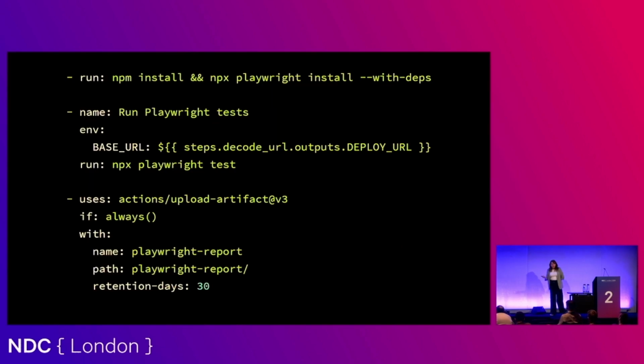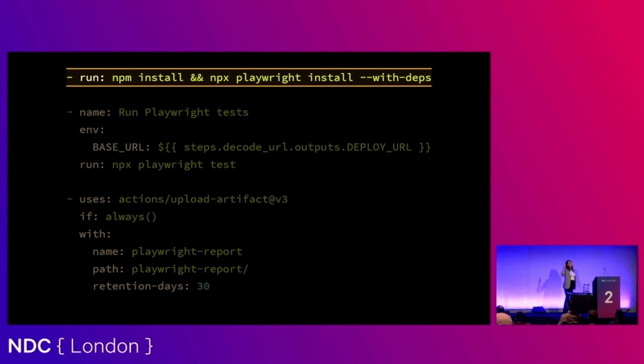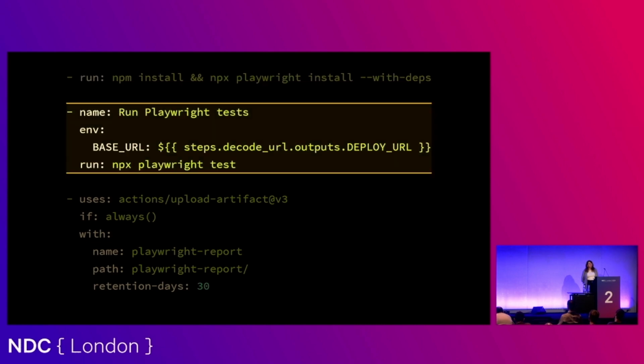I'm going to start off by installing a bunch of things to get Playwright to work. I need to install my node modules because that's where all the Playwright testing stuff is. I also need to install Playwright's browsers so that I can use them. But then I can run the Playwright tests, using the Playwright CLI tool.